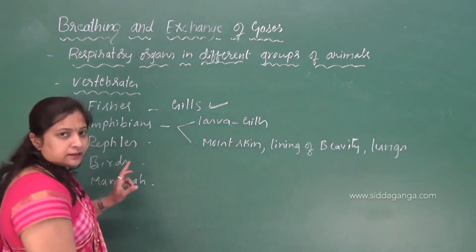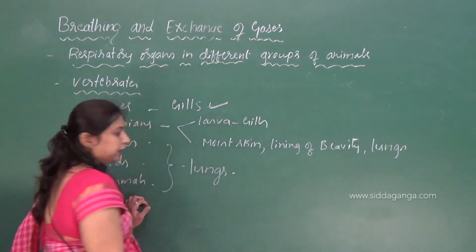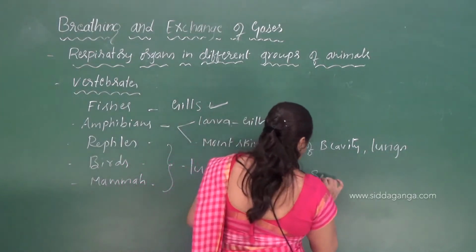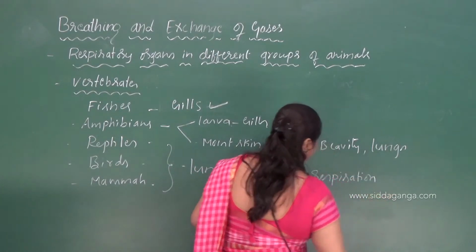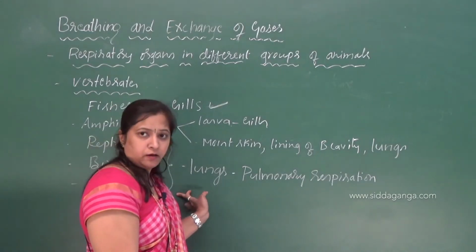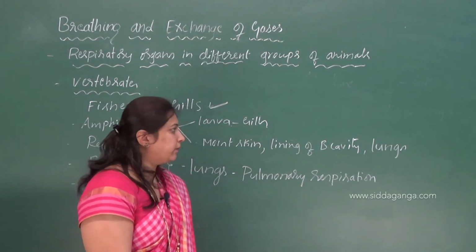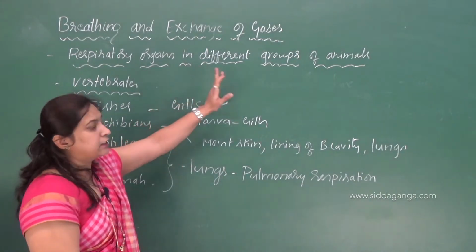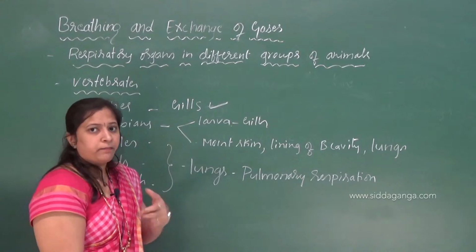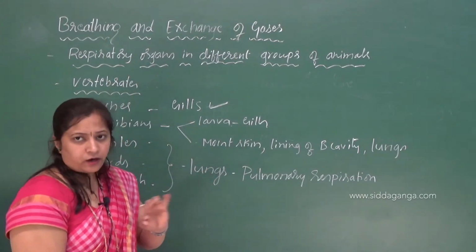When it comes to reptiles, birds and mammals, the respiratory organs are the lungs. Respiration with the help of lungs is called pulmonary respiration. We human beings belong to the class Mammalia, so our respiration is pulmonary respiration. This is the respiratory organs in different groups of animals from protozoa up to the higher animals. The nature of the respiratory organ and mechanism of breathing depend mainly upon the habitat and the level of organization. Understood clearly?